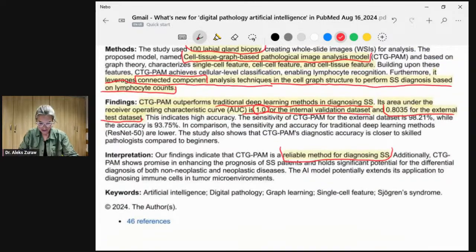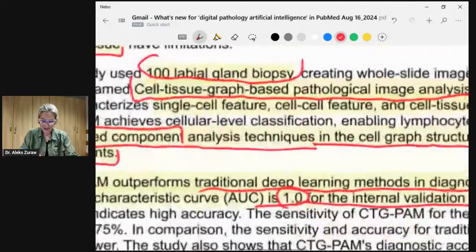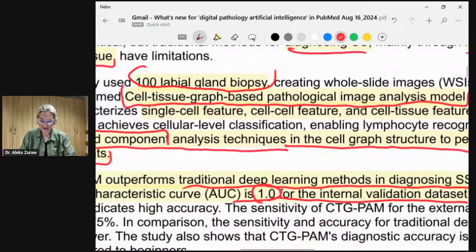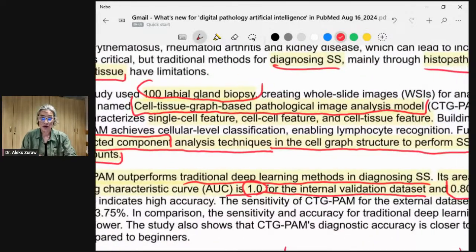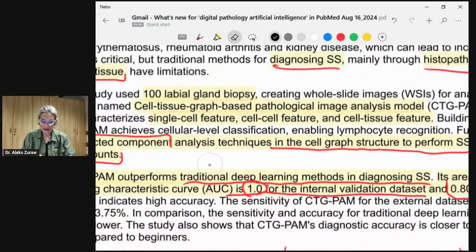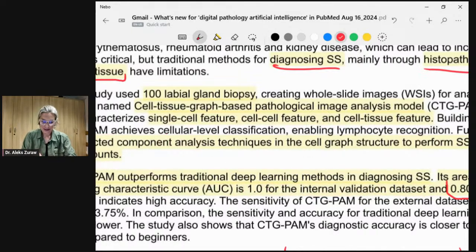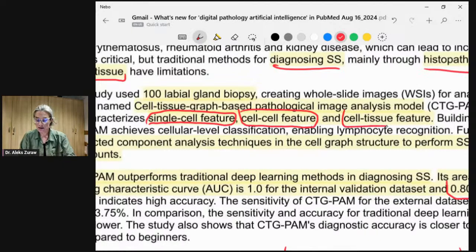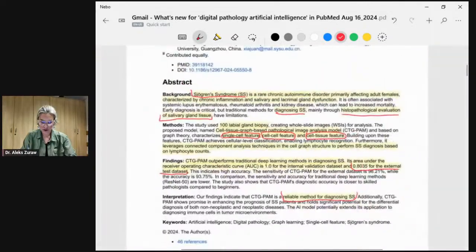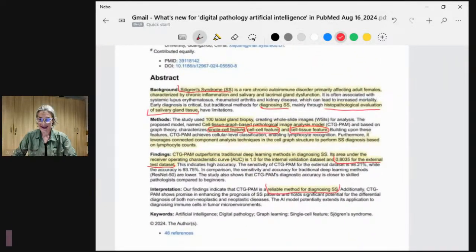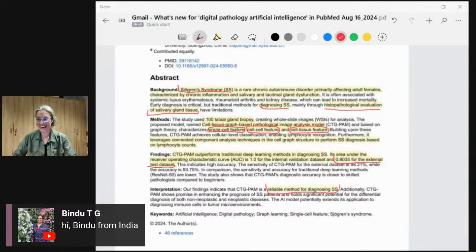And this graph structure, I missed one component. So why is it important that it is graph? Because they captured relationships. They captured here the single cell features, then cell features, and cell tissue features. So they captured different relationships between those cells, and that's why this graph methodology was employed.